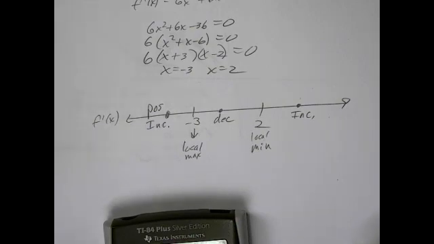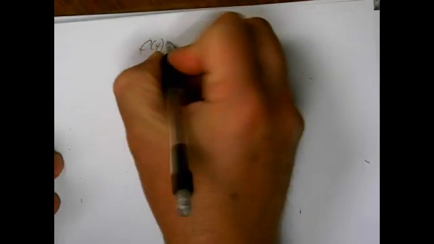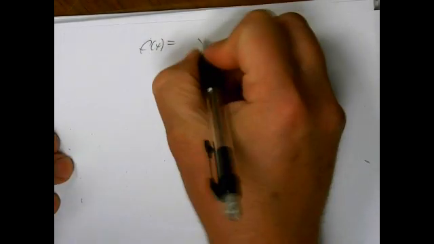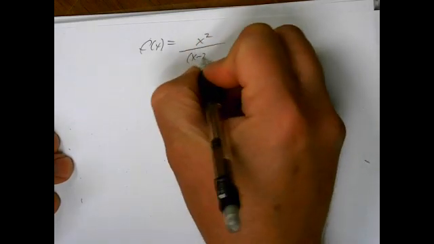All right, so let's try that test one more time. Let me find a problem where that test would be suitable to use. All right, here we go. All right, let's say I had f of x equaling x squared over x minus 2 squared.